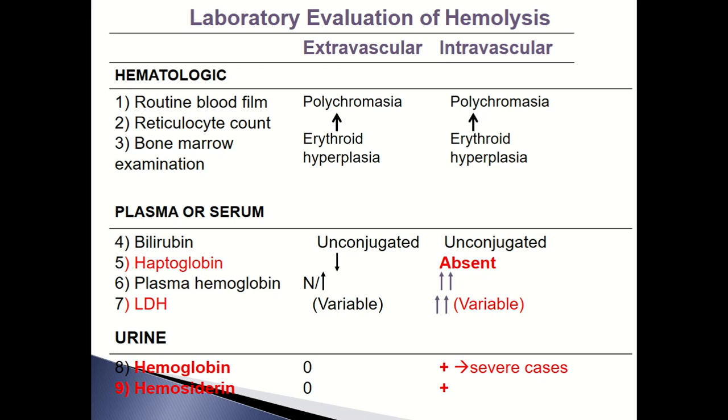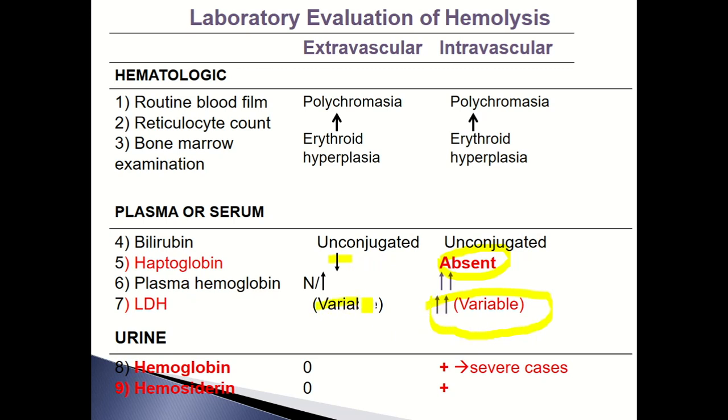So, summary: to differentiate extravascular from intravascular, the hematological findings are quite common. So polychromasia in both cases, increased retic count, and erythroid hyperplasia in bone marrow. So hematological parameters are quite parallel. In plasma, both have unconjugated hyperbilirubinemia, but the differentiating point is haptoglobin, which is quite absent. We can say markedly decreased in intravascular hemolysis, and slightly decreased in extravascular. LDH is much higher in intravascular hemolysis, and variable in extravascular.